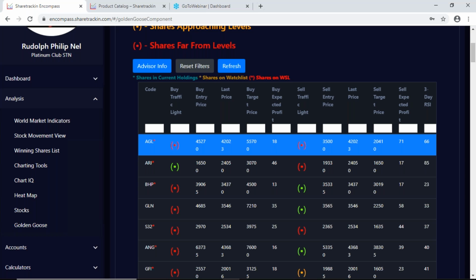The buy entry price was 1650. The last price that it's giving us is 240 Rand and 50 cents, and then our buy target price, that would be your sell out price. That's when you want to go and sell the share, would be 307 Rand.